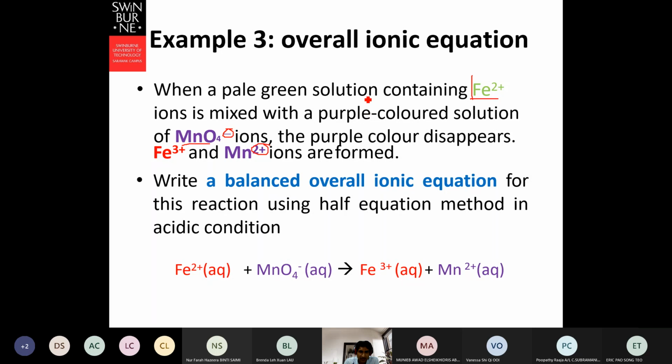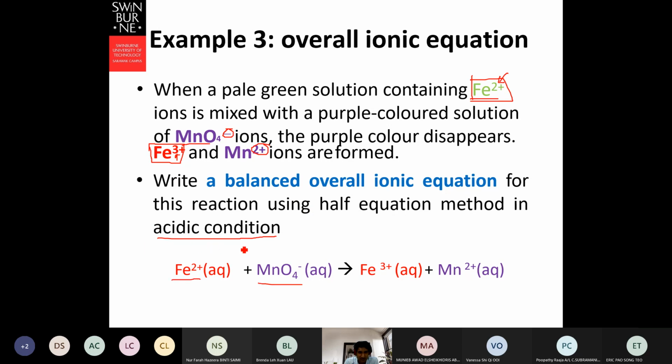And from green, it becomes red. Iron becomes red because it is 3 positive charge here. Here is 2 positive charge. So the charge difference or oxidation state is different. The color of the solution of the chemical is also different. Write a balanced overall ionic equation for this reaction using the half equation method in an acidic condition again.